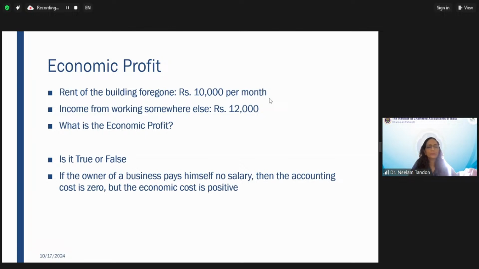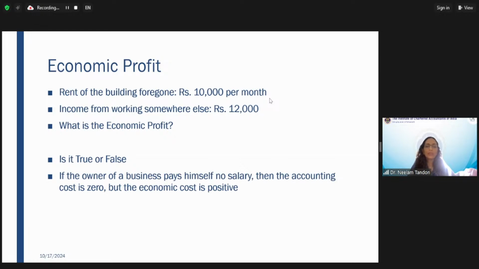So if I say that if the owner of a business pays himself no salary, then the cost is zero, accounting cost is zero, but the economic cost is positive. Is it right? The statement is right or wrong? If the owner of a business pays himself no salary, then the accounting cost is zero, but the economic cost is positive. Yes, because इसमें अगर आप अपनी सर्विसेज रेंडर कर रहे हैं, बुक्स में तो कहीं आएगा नहीं. That means accounting cost is zero. But what about the economic cost? Economic cost will be positive.